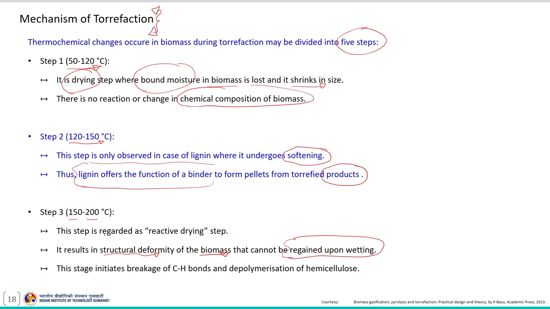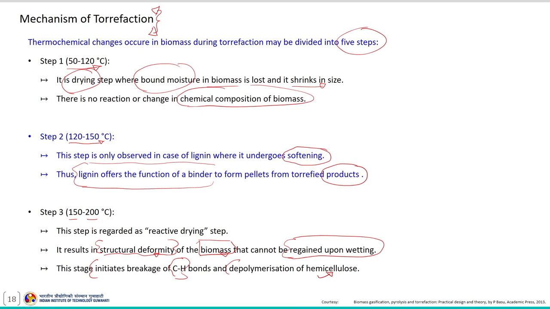So in this particular stage, some structural deformation of the native constituents of the biomass occurs, and it cannot be regained to its original structure upon wetting, and this stage initiates the breakage of hydrocarbon bonds and depolymerization of the hemicellulose.